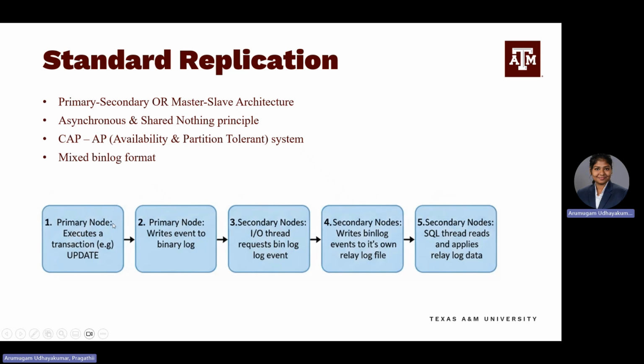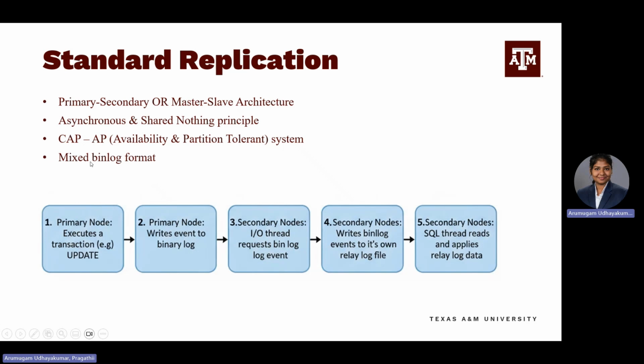So first, the primary node receives a transaction, for example an update, and then the primary node writes this transaction into its binary log. Now, an IO thread that is constantly running in the secondary node will get triggered once an event is registered in the binary log. And now the IO thread will replicate all the contents of the binary log into a relay log file, which is stored in the secondary node. Now, the SQL thread that is running in the secondary node will execute this relay log and apply all the contents, replicating all the data into the secondary nodes.